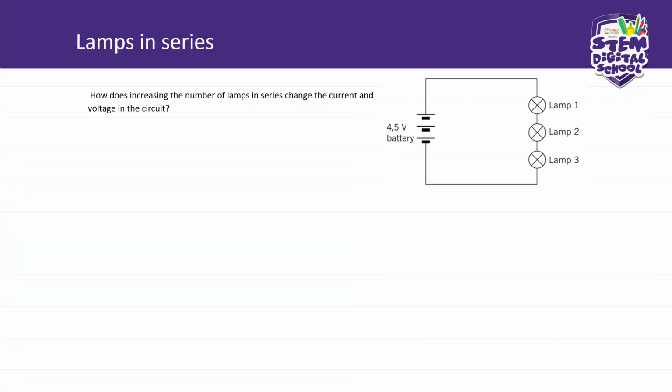what effect does a series connection have on the lamps? What is it that you see on the lamps which are connected in series? The light becomes dim. Okay, so why does the light become dim?